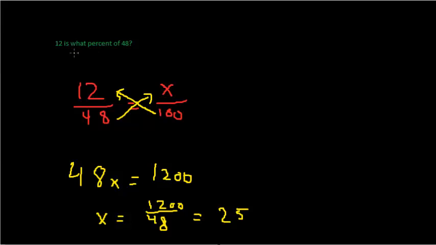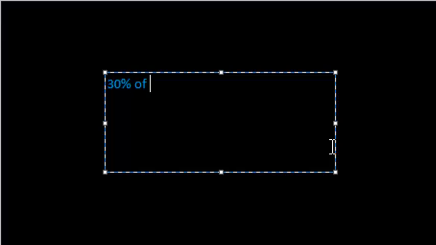So 12 is 25% of 48. So we've seen it asked when we didn't know what our is was. We've also seen it asked when we don't know our percent. What about our of? So say instead I want to ask 30% of what number is 8.7. We see this question is reordered slightly, but we still have our of and our is. This time we don't know our of.